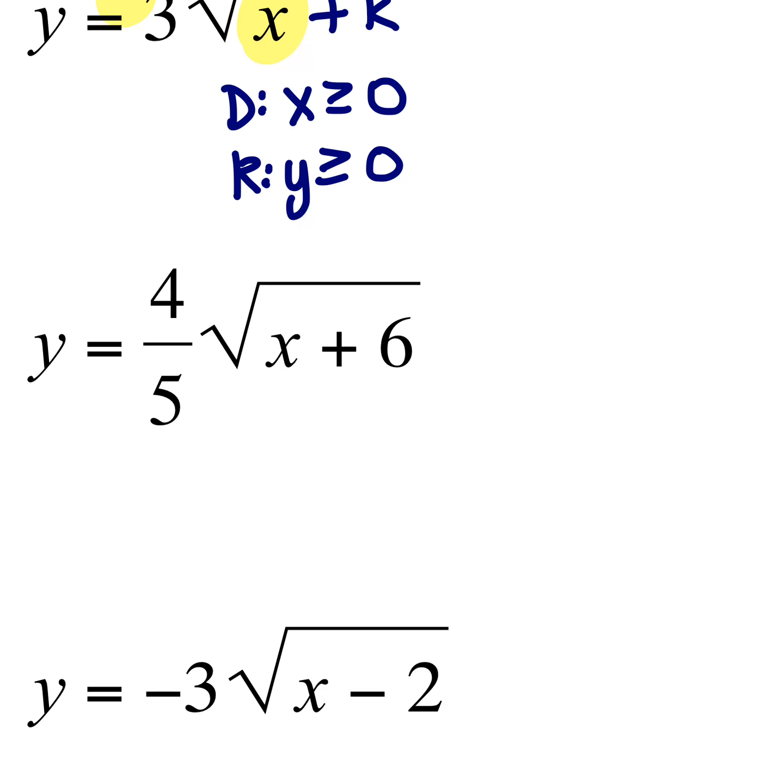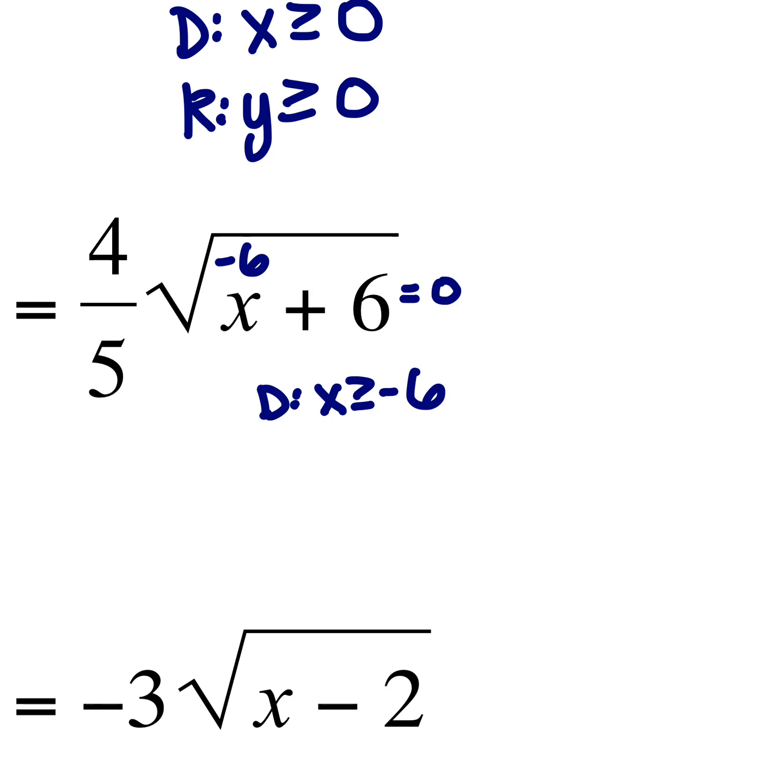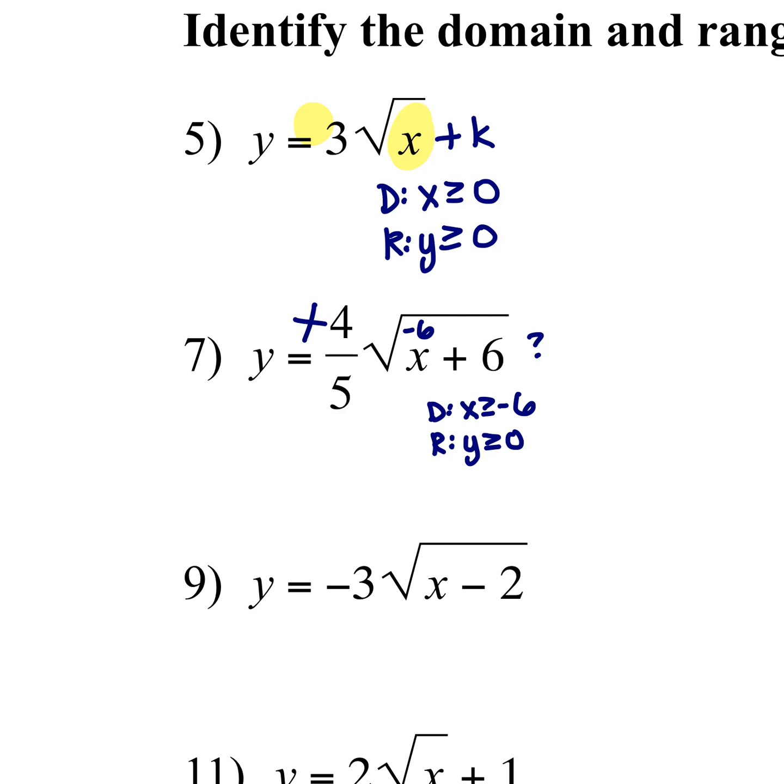Okay, my domain, the first value that would make this 0 is -6. So my domain is all values greater than -6. So notice I always use greater than when I write out that expression right there. For range, we always look to see what's over here. And since there is no plus k, it's going to be y is greater than or equal to 0. And I know it's greater than because this is positive.